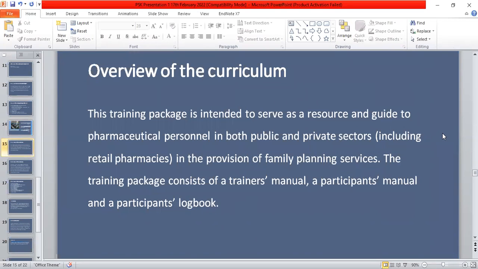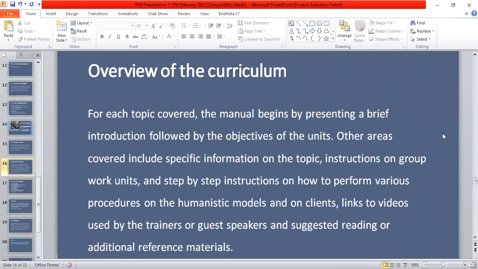So an overview of the curriculum. The training package is intended to serve as a resource and guide to pharmaceutical personnel in both public and private sectors, including retail pharmacies, in the provision of family planning services. It consists of a trainer's manual, a participant's manual, and a participant's logbook. So 3 important documents. For each topic that is covered, the manual begins by presenting a brief introduction that is followed by objectives of the units.